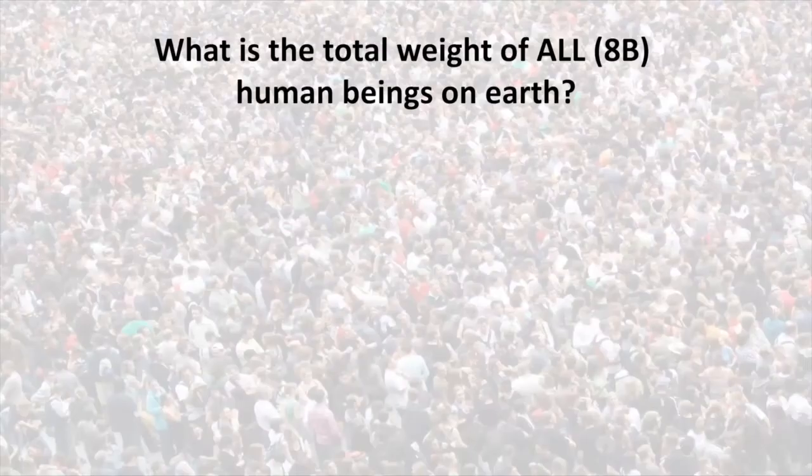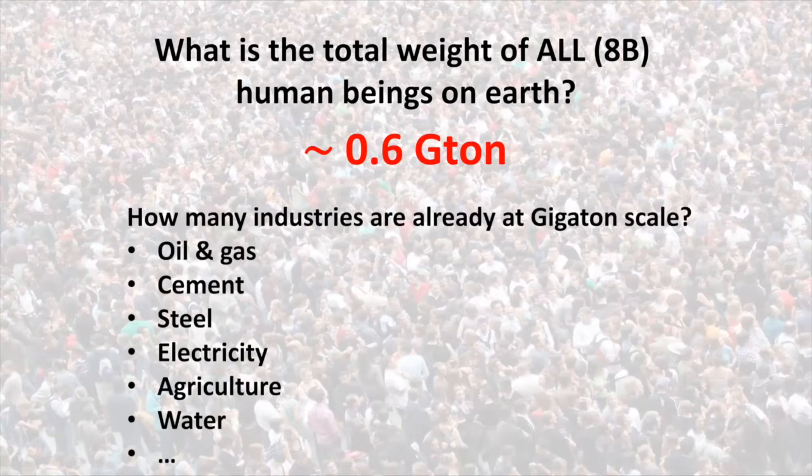Just as a quiz, to get an idea of what a gigaton is, what is the total weight of all 8 billion human beings on Earth? It's 0.6 gigatons, just as a reference. If you are to solve a gigaton scale problem, we will need gigaton scale technology and gigaton scale industries. So you ask the question, how many gigaton scale industries are there today? Here they are: oil and gas, cement, steel, electricity, agriculture, water, and maybe a handful more. That's about it. So if you are to address this challenge, we might as well leverage the know-how and the people and the technology that is there and get the right policies.